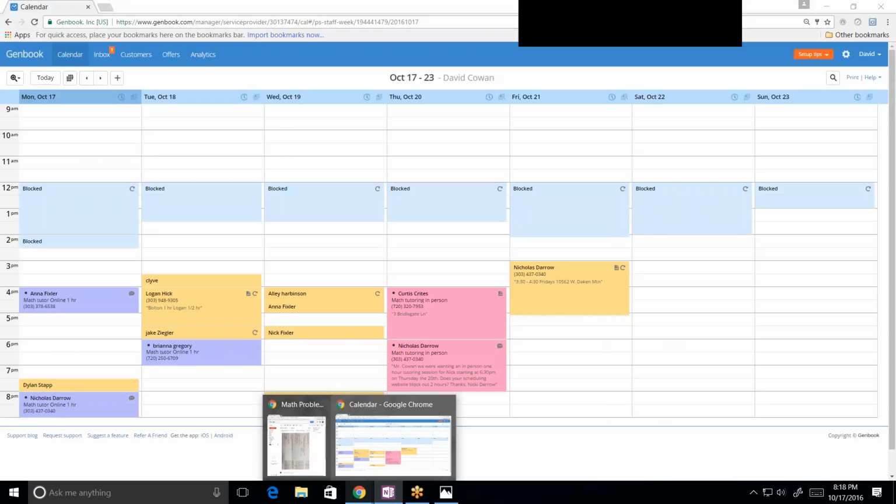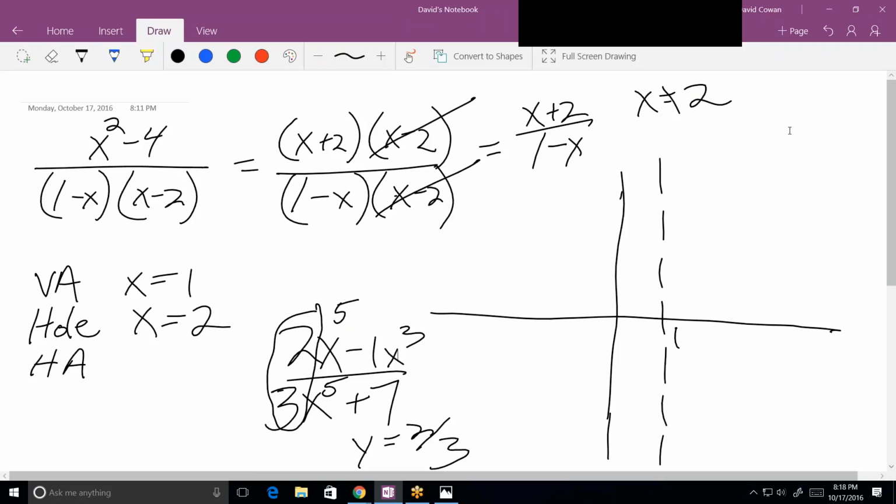Okay. I don't know what's going on here. Wow, that's really weird, huh? Computer just did something weird.